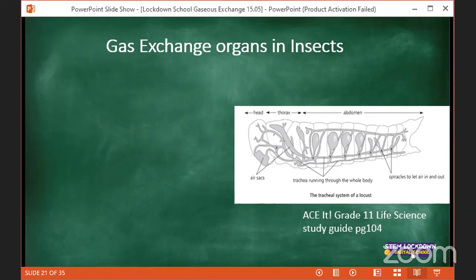Okay, so here we have a picture of a typical insect. We have a head, a thorax and an abdomen, and we also have air sacs inside the insect, and the trachea, which is running through the whole body, and the spiracles, which are present to let air in and out, and that is present on the exoskeleton.